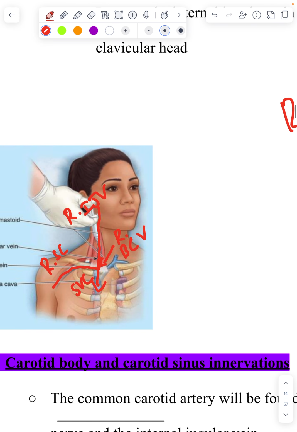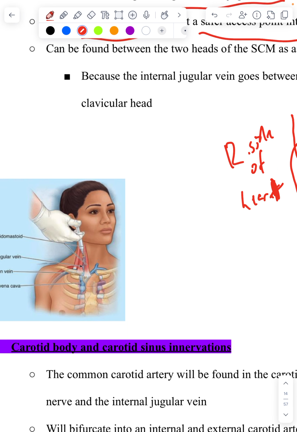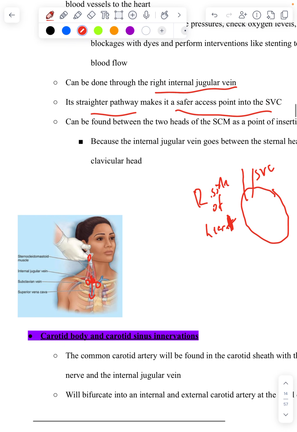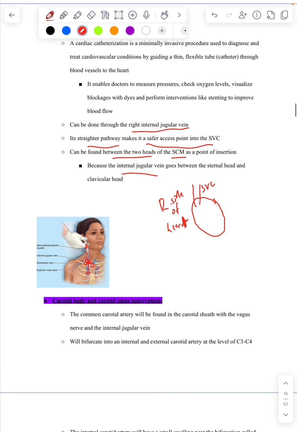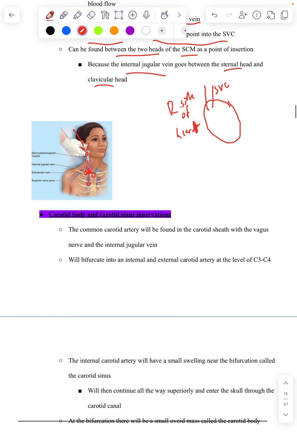And where you would do this is between the two heads of the sternocleidomastoid. Remember, it has a sternal head, a clavicular head, then a mastoid head all the way up there. So you go between the two heads of the SCM, and then straight shot down into the right internal jugular vein. That's how you get into the internal jugular vein. The two heads are the sternal head and the clavicular head. The mastoid head is all the way up here, which we don't want.